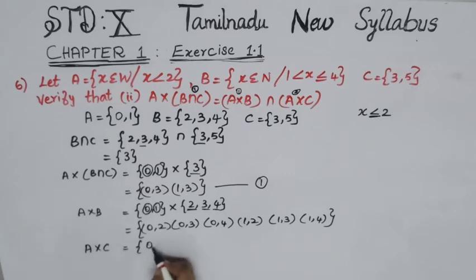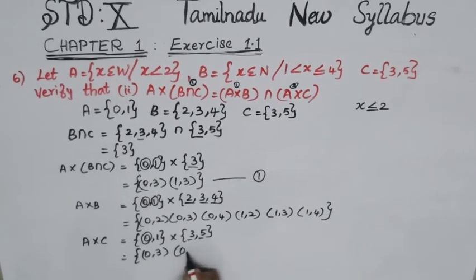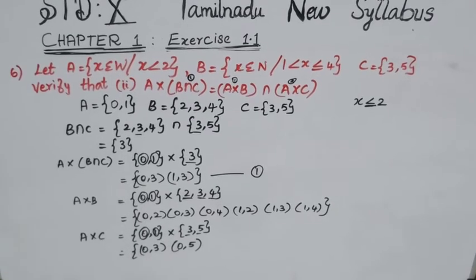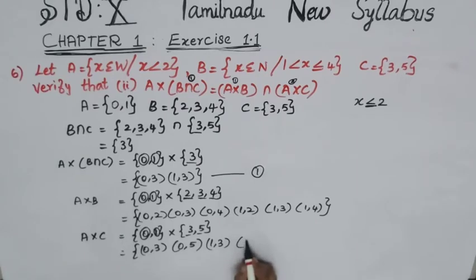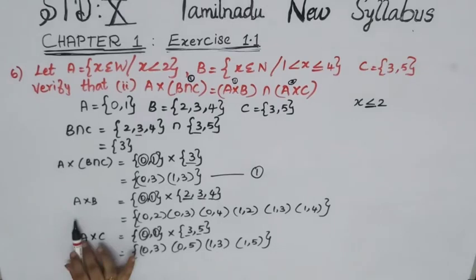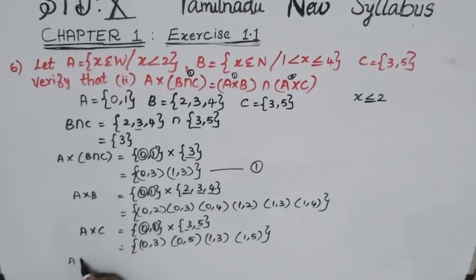Now next one is A × C, you will have to find it. A is nothing but {0, 1}, cross C which is {3, 5}. Again getting back to your ordered pairs. The first element in A joining with 3, 5 gives (0, 3), (0, 5). Then the second element in A joining with C gives (1, 3), (1, 5). Close your bracket. We have got A × B and A × C. We will have to go to the intersection.